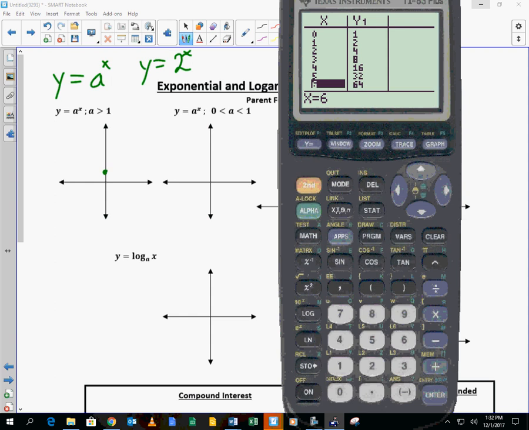Second of all, what do you notice is happening to the y values? They're getting ridiculously large, right? And they're going up, they're doubling every time, right? Which is not a surprise because it's y equals 2 to the x. However, the fact is they're getting ridiculously large. So as I go to the right side, you can see that the graph is going up.